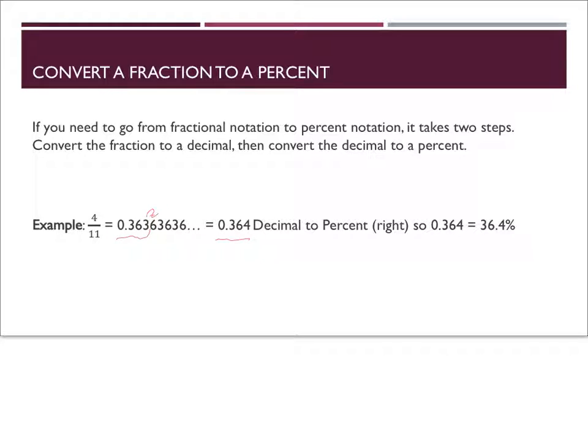So 0.364 is your decimal. If I want to go from decimal to percent, that means I need to go right. So that means my decimal point has to move 2 places to the right, and my percent answer becomes 36.4.